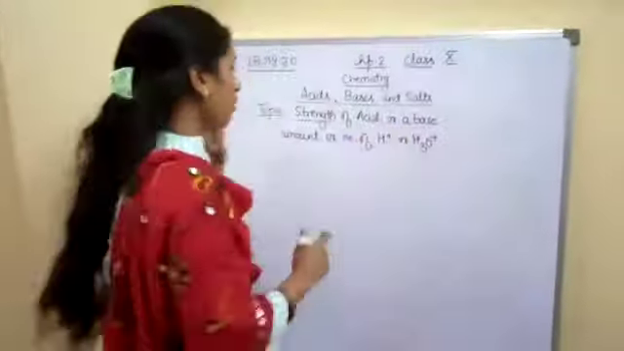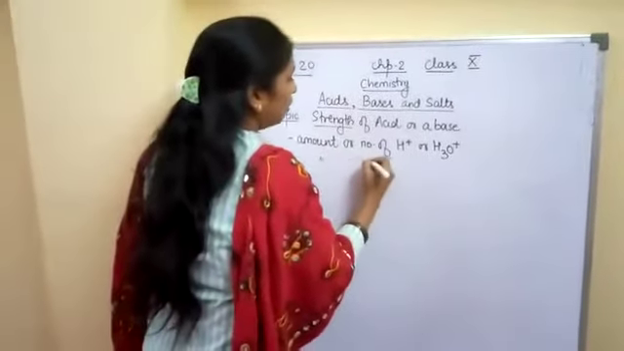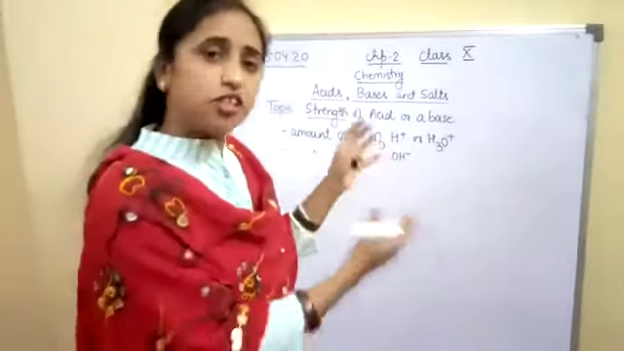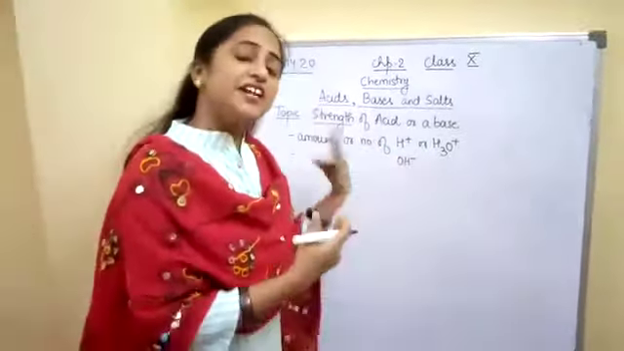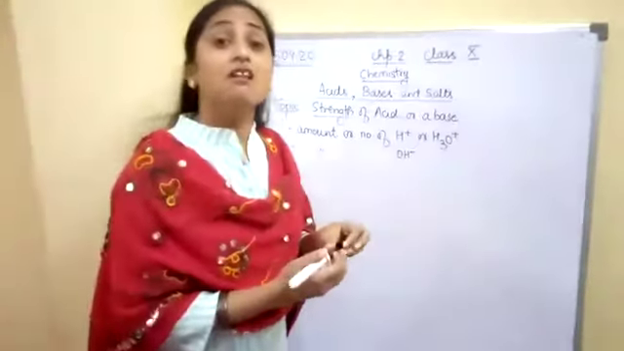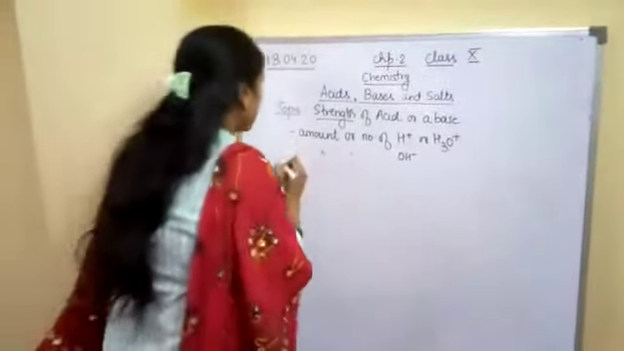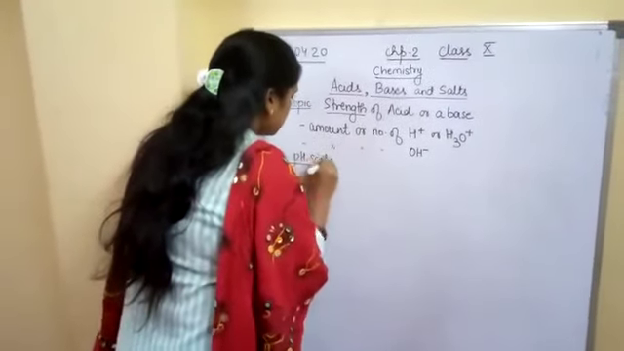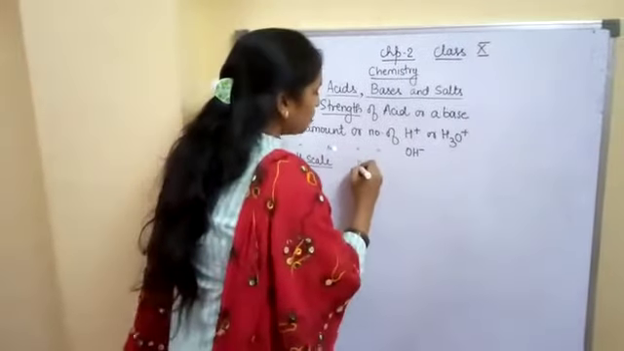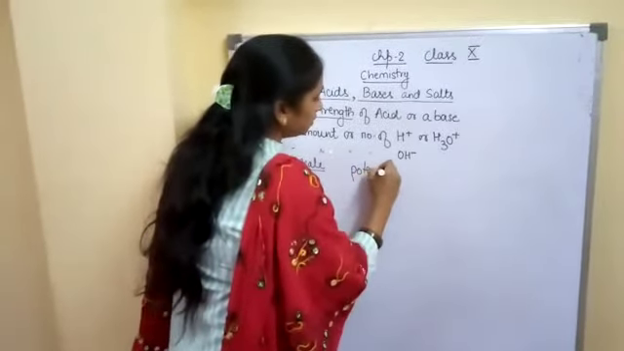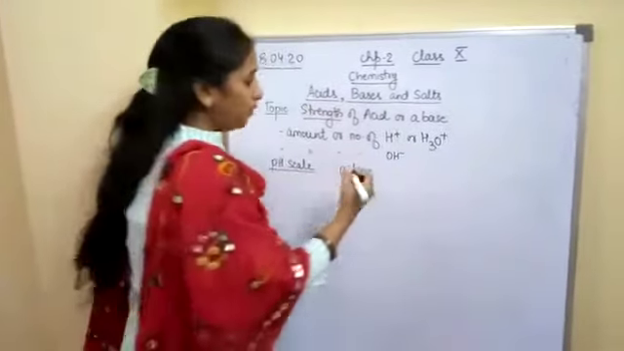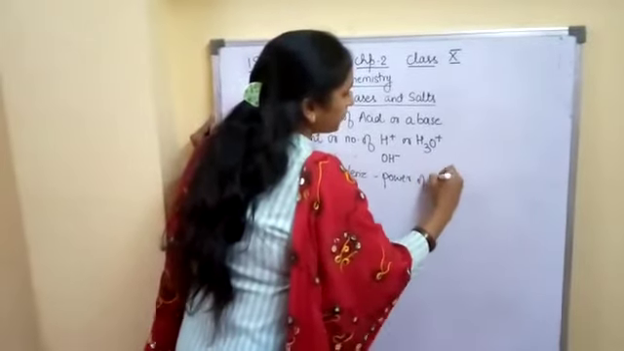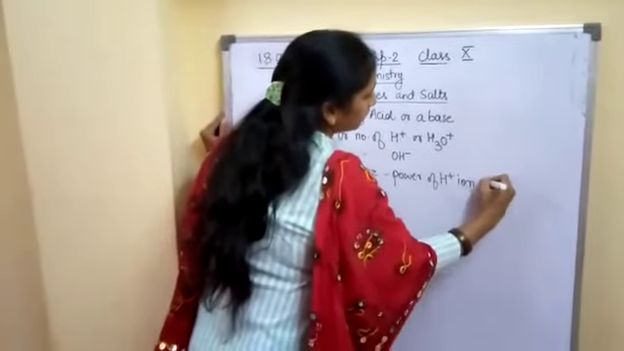In the same way, for a base, it is the amount or number of hydroxyl ions produced by the base. If it is more, then the base will be a strong base, and if it is less, then the base will be a weak base. So now we will be studying the pH scale. This small p means potence. In the German language, potenz means power of H plus ion concentration.